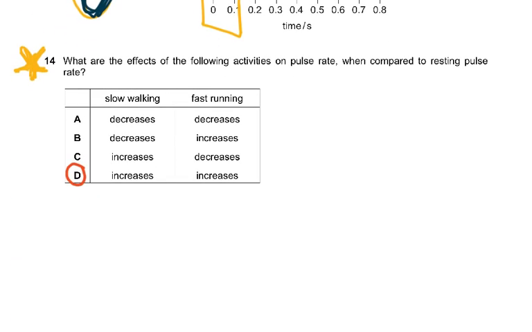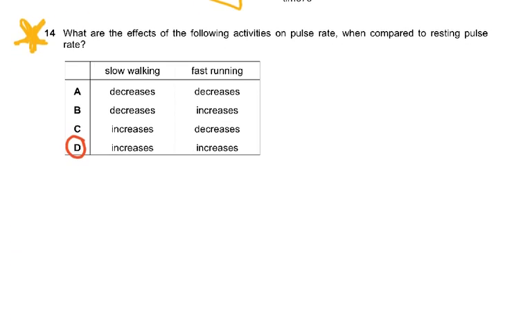Then coming on to question number 14. What are the effects of the following activities on pulse rate when compared to resting pulse rate? So resting pulse rate, slow walking, fast running. What are the effects on the pulse rate? So in both cases, the pulse rate will increase as compared to the resting pulse rate. Slow walking, it will also increase. Fast running, it will also increase. But it will increase more in the fast running.